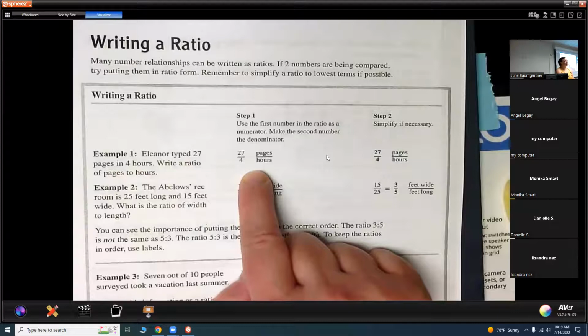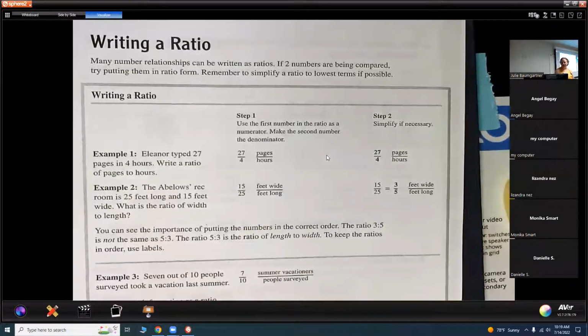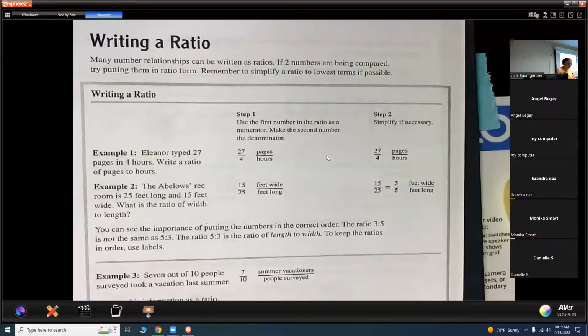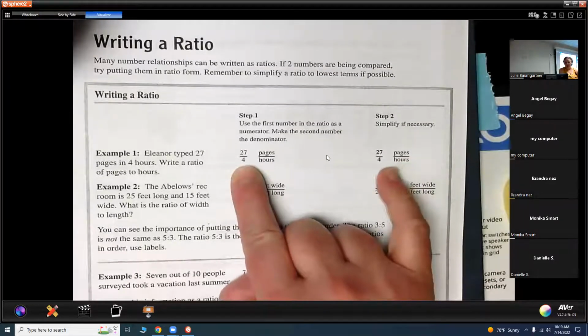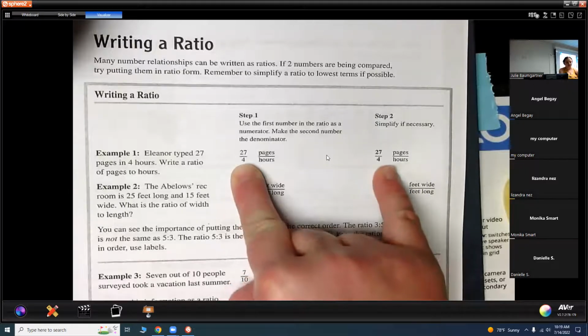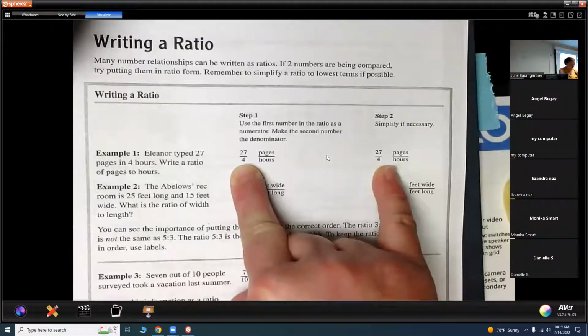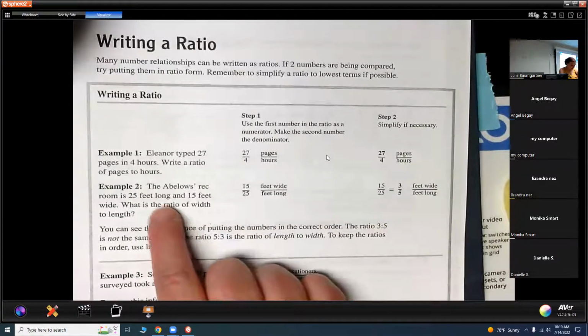I'm trying to think how long would it take? I guess it depends on what you're typing, if you're writing as you're typing, or if you're just typing. Anyway, sorry, focusing, so hopefully that makes sense, right? And then, of course, we can see that it cannot be reduced down, right? There's 27 and 4, and 27 over 4 can't be reduced, okay?